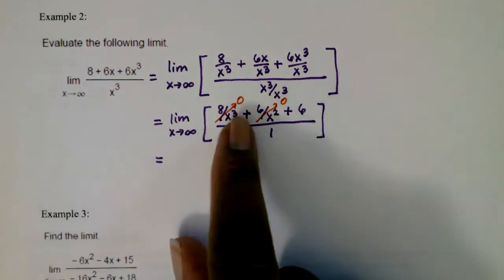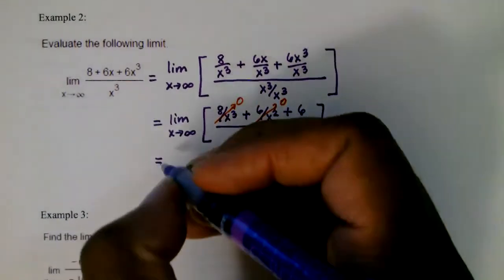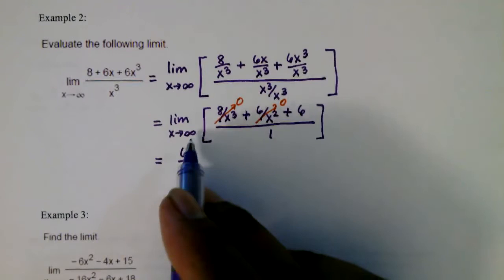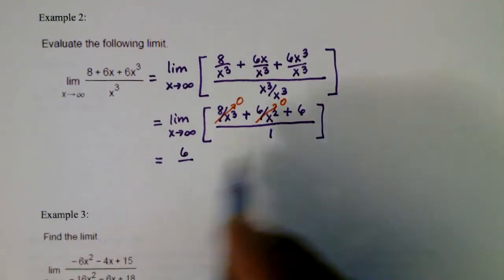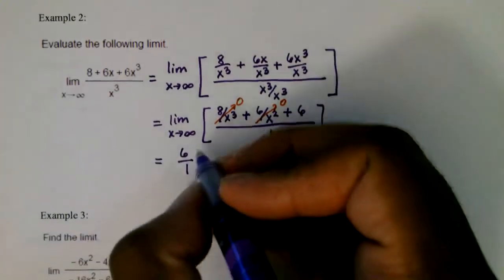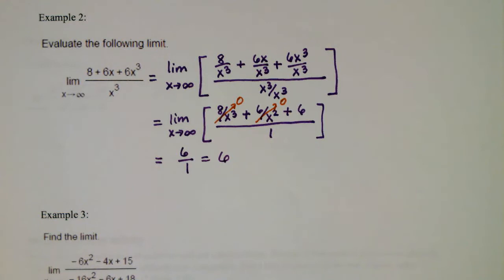So I'm going to be left in the numerator with 0 plus 0 plus 6, which will end up being 6, and divided by the limit of a constant, which will be a constant. So I'm going to have a 1 in the denominator. So 6 divided by 1 is 6. So the limit as x approaches infinity of 8 plus 6x plus 6x cubed all divided by x cubed will end up being 6.